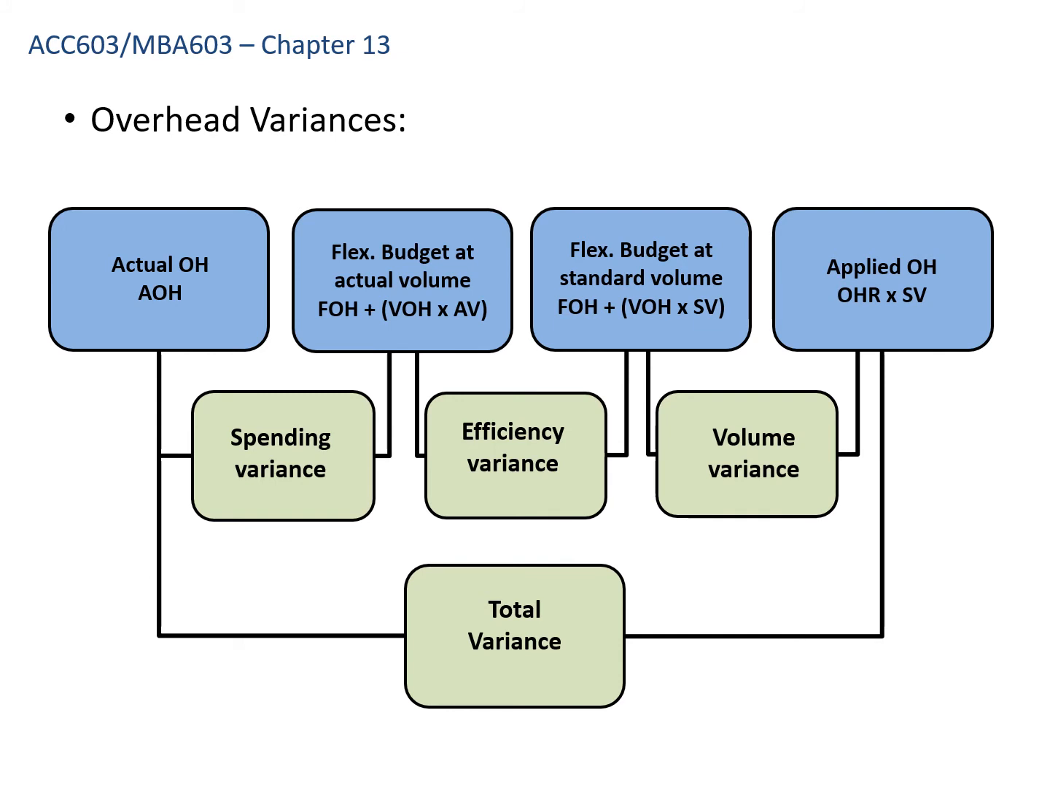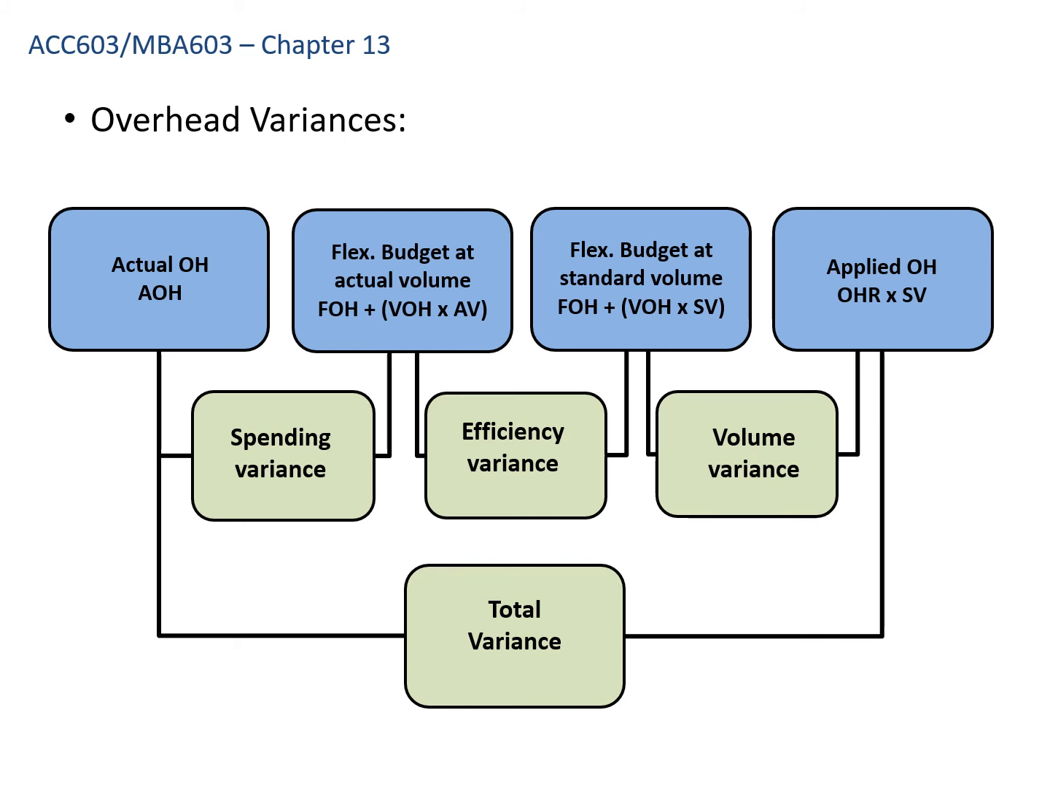The next goalpost in is going to be our flexible budget formula at the actual level of volume, so the actual level of parts made, times the actual variable cost, AV. That's going to tell us our spending variance. So that's going to be an indicator as to how well we did controlling spending.